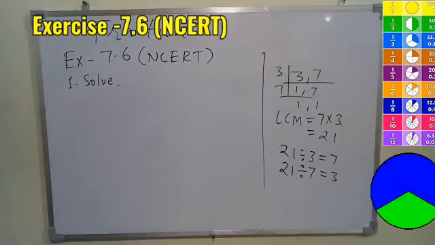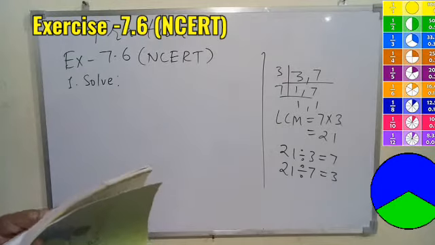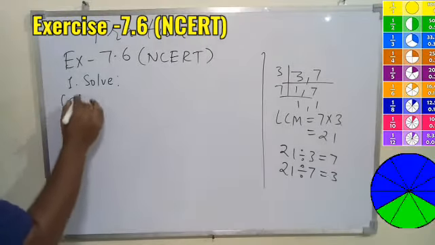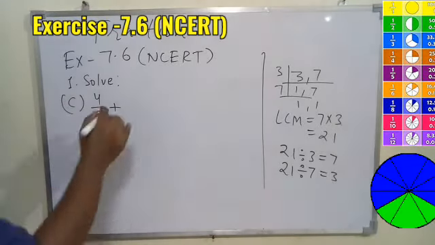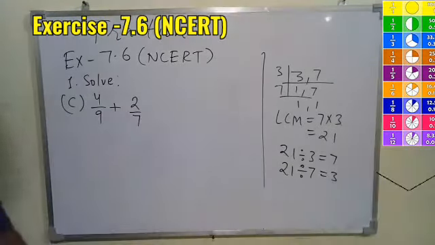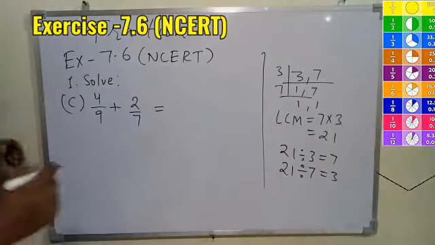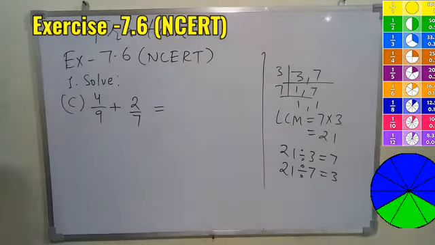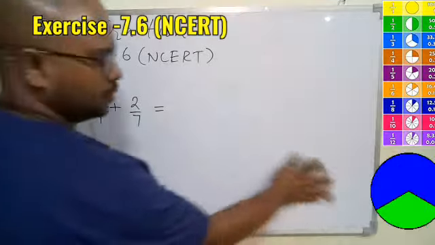Okay, one is done. I'll solve more to have more clarity. Let me do 4 by 9 C part plus 2 upon 7. So let's try this also. So again let's do by first method and then by second method or third method. So overall I've told you 3 methods today.